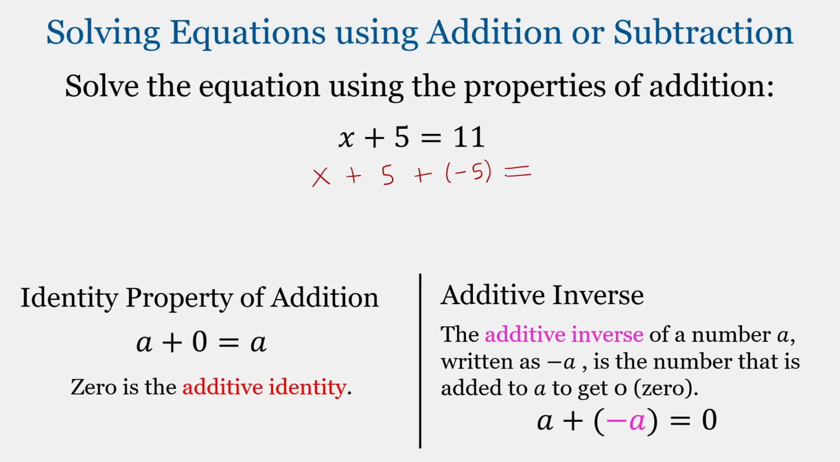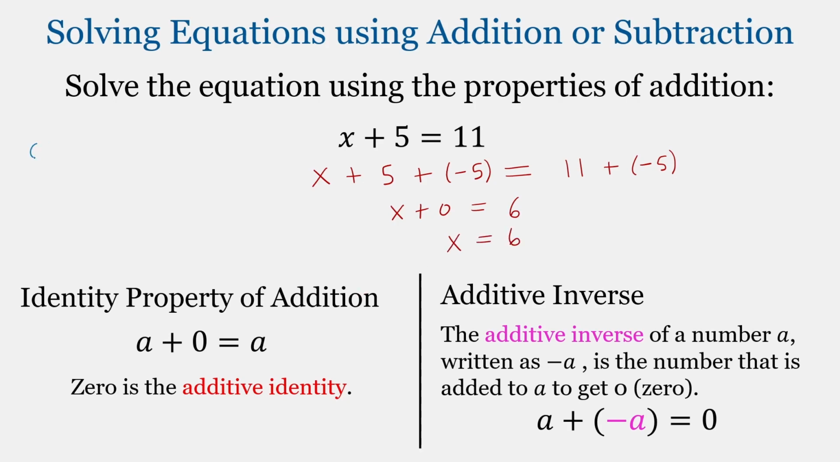But we have to keep the equation balanced, so whatever we do to one side, we have to do to the other. So we're going to go 11 plus negative 5. So a number plus its additive inverse, that's 0. So we have x plus 0. And then this is 11 plus negative 5. Well, that's 6. And then x plus 0 is x, and we have x equal to 6.